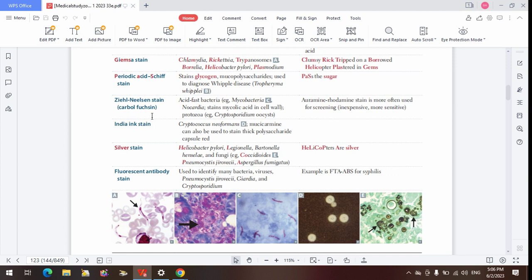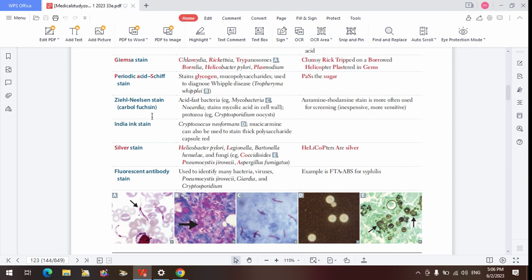Some protozoa like cryptosporidium cause diarrhea, particularly in people with which condition? Anybody? I'm just throwing it out. HIV. HIV, AIDS, yeah. Fantastic. People with AIDS can have cryptosporidium. Then isospora, cyclospora, all of them are acid-fast organisms.